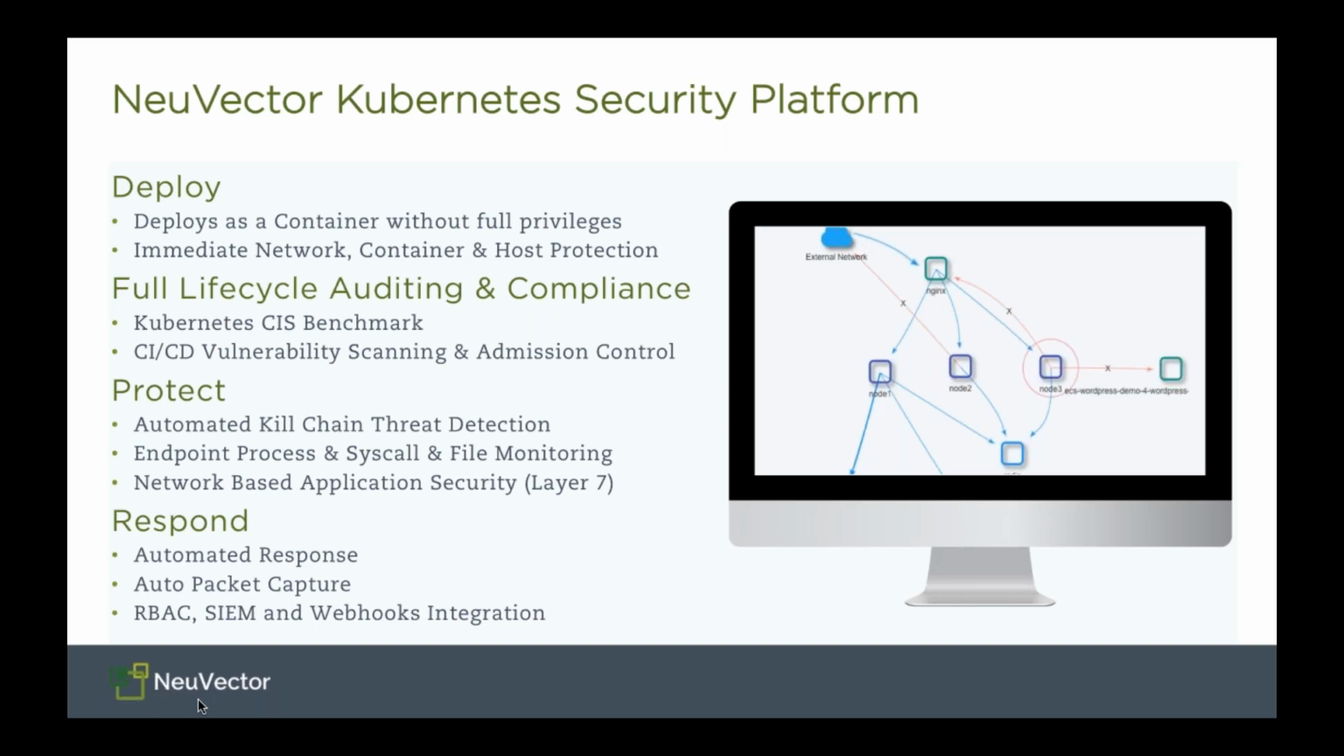NeuVector is a container security platform. The product is a container itself. So you deploy NeuVector just like you deploy any workload using Kubernetes. And once the container is on every worker node, it will start to discover all of the network connections. Essentially, it's a layer 7 firewall between all pod-to-pod traffic. In addition to the threat detection and segmentation on the network layer, NeuVector also monitors the runtime environment of the container to see all the processes running and the file system activity.